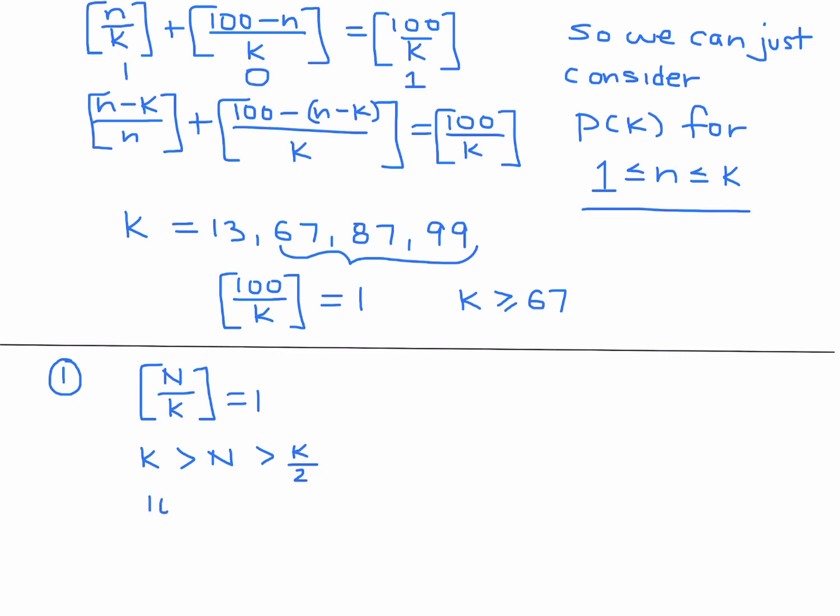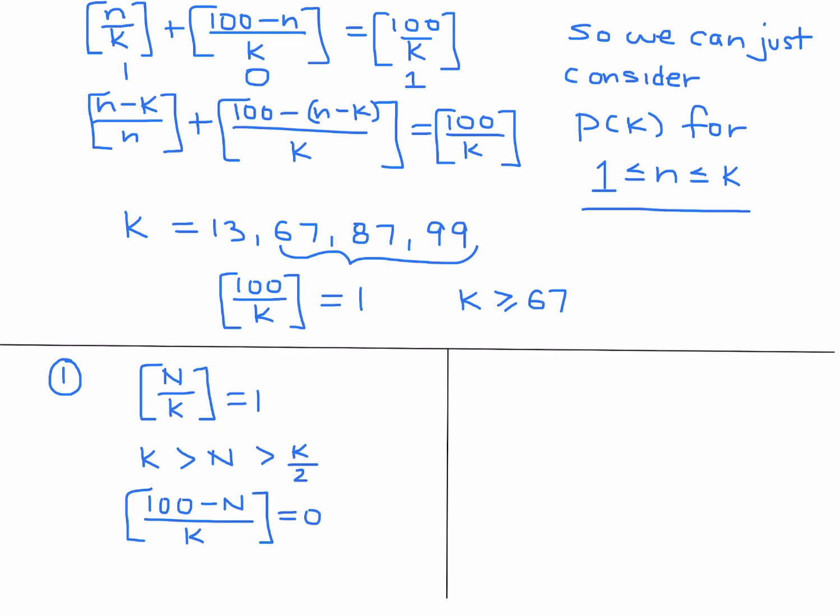So we have to set 100 minus n over k equal to 0. And that will only happen for certain values of n. And we'll discuss that in a moment.